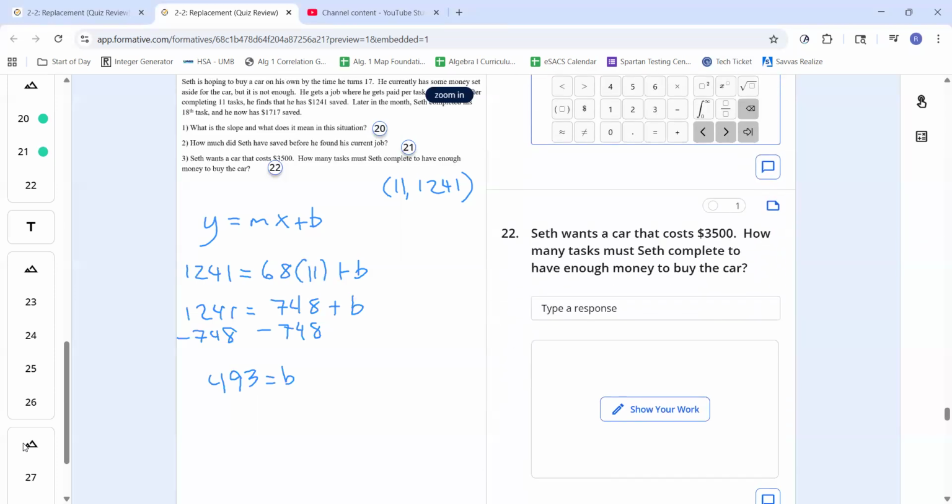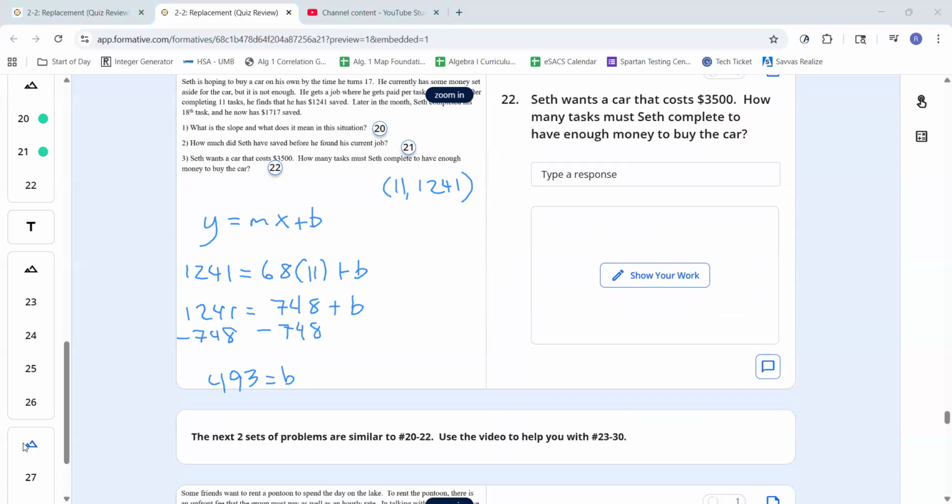Now we got to use that. So basically what I want you to see is that we have an equation now. That equation is y equals 68x plus 493. He needs $3,500 for this car if he's going to pay it in cash, which he's trying to do. So that's a y value. It's not an x value, it's a y value. I'm going to put that in for y. Okay. Well, the 68x represents how much money he's earning from the tasks. The 493 is how much he started with. So I'm going to subtract the 493.